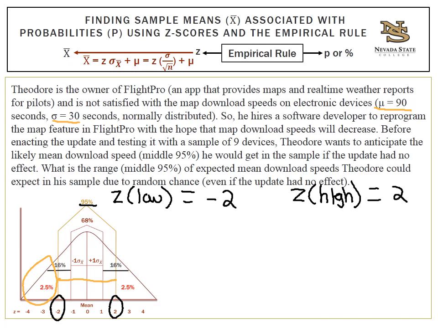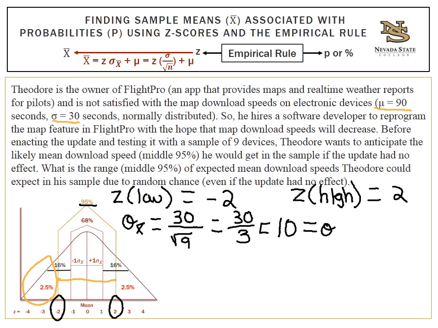Now we need to figure out our standard error before we can plug in all of our numbers to calculate those sample means. So our standard error is equal to the standard deviation of 30 divided by the square root of our sample size of 9. This becomes 30 divided by 3, which is a standard error of 10. So just due to random chance, for any given sample of 9 devices, he would expect the mean download speed to be about 10 away from the original population mean of 90, or between 80 and 100, just due to chance. So if he did the update and he got a mean of 80, not impressed. It's really within the realm of possibilities.